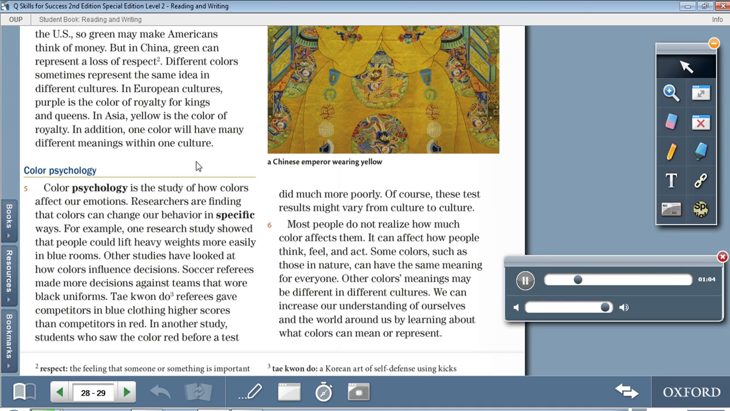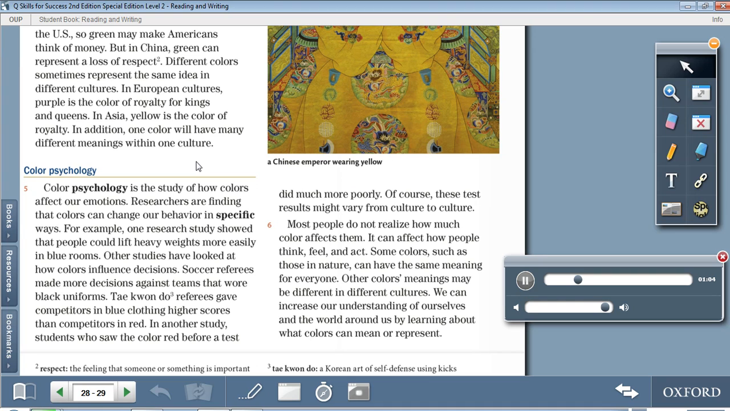Color psychology. Color psychology is the study of how colors affect our emotions. Researchers are finding that colors can change our behavior in specific ways. For example, one research study showed that people could lift heavy weights more easily in blue rooms. Other studies have looked at how colors influence decisions. Soccer referees made more decisions against teams that wore black uniforms. Taekwondo referees gave competitors in blue clothing higher scores than competitors in red.